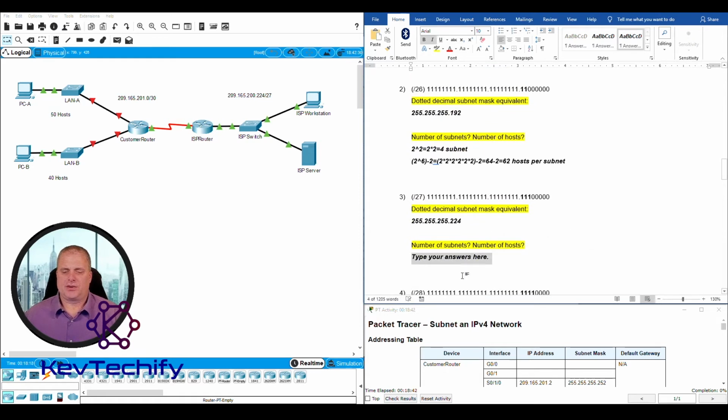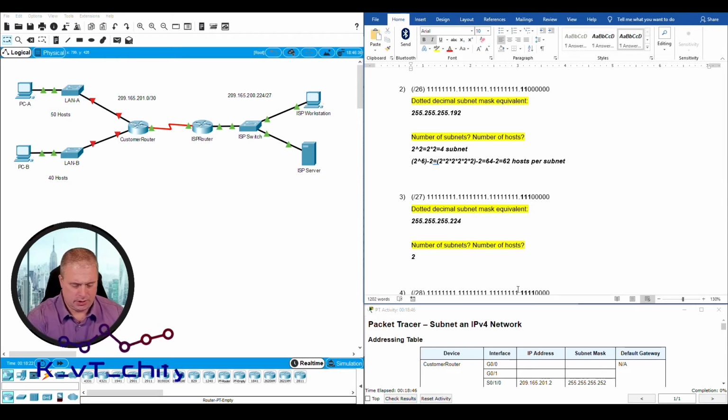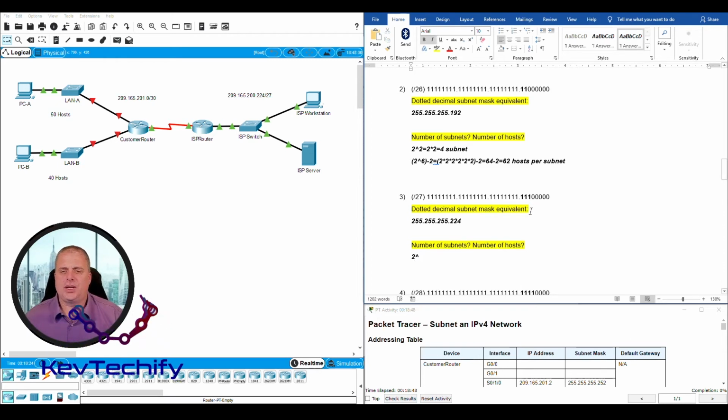Number of subnets for our /27 network. 2 to the number of bits that we are borrowing. We are borrowing 3 of them. That is equal to 2 times 2 times 2, which is 2 times 2 is 4, times 2 is 8. That gives us 8 subnets. Number of hosts.